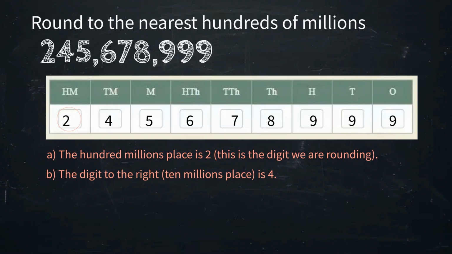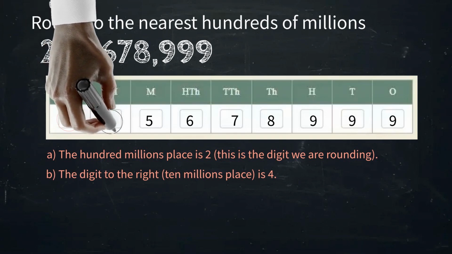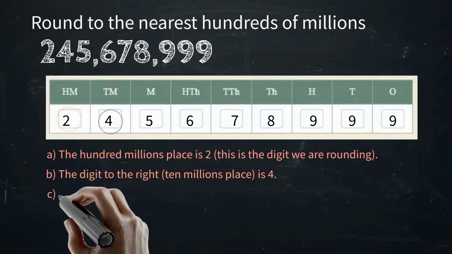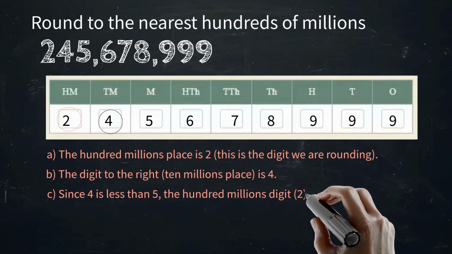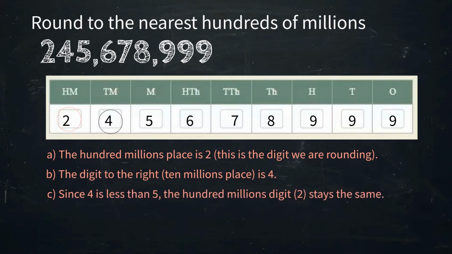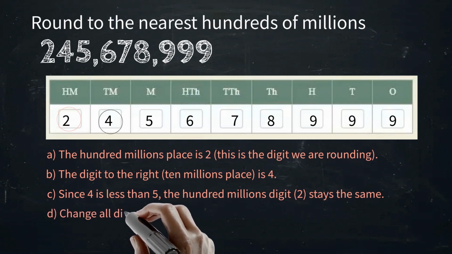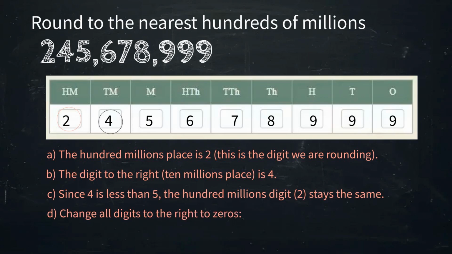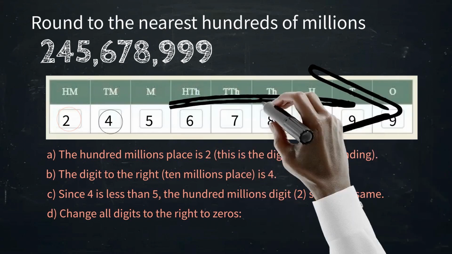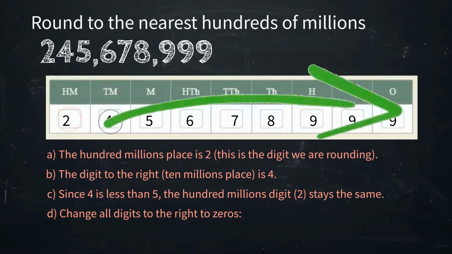Now, let's apply the rounding rule. If the digit is 5 or more, we round up. If the digit is 4 or less, we round down. Now, in this case, 4 is less than 5. We are going to round down. This means the 2 will stay the same and all the digits to its right will become zeros. Therefore, 245,678,999 rounded to the nearest 100 million is 200 million.